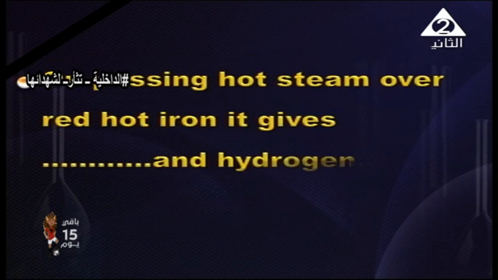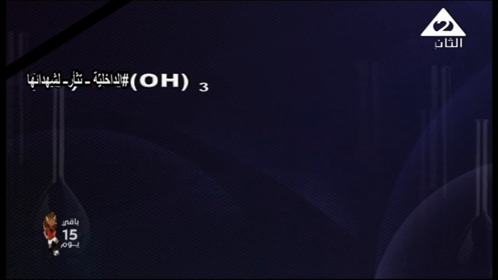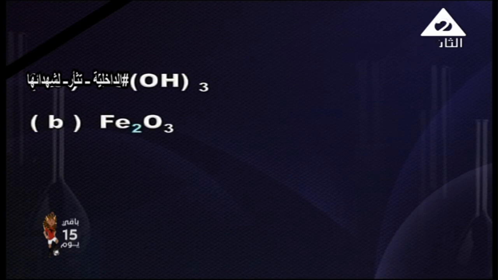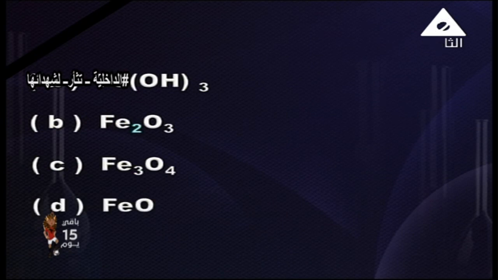Next point: on passing hot steam over red hot iron, it gives what and hydrogen gas? Iron 3 hydroxide, iron 3 oxide, magnetic iron oxide, or iron 2 oxide? If you think about it, my dear student, you will find the answer: it will be magnetic iron oxide.